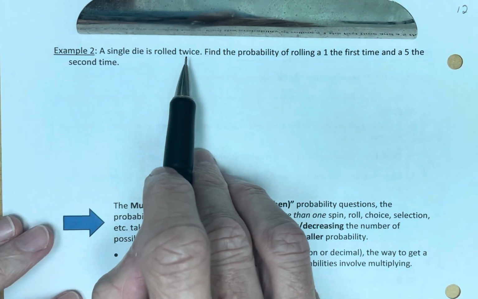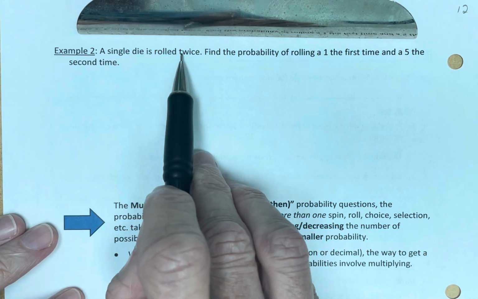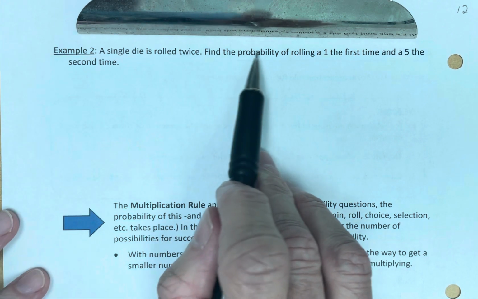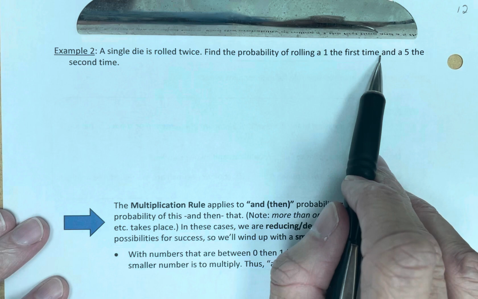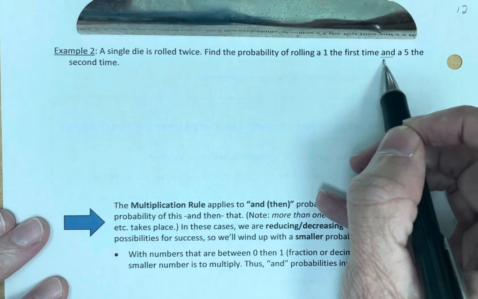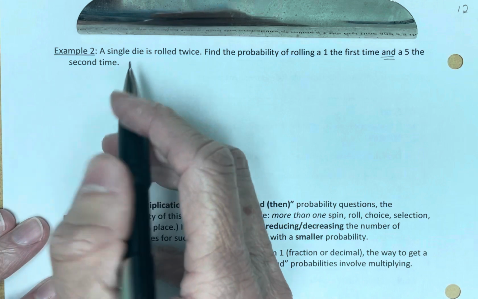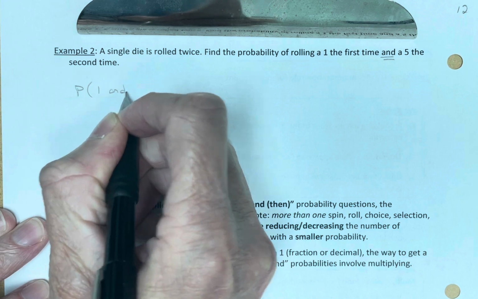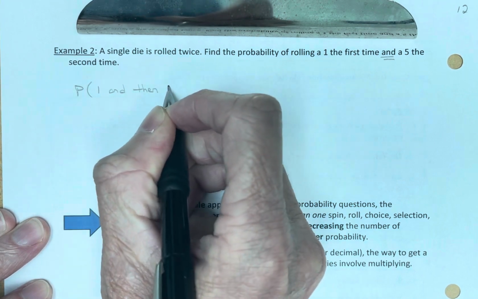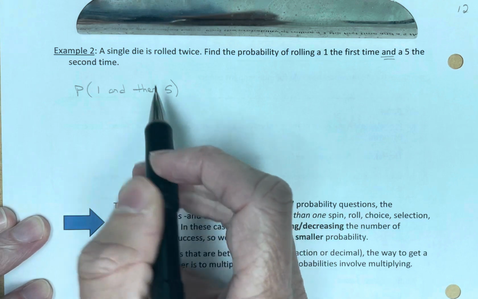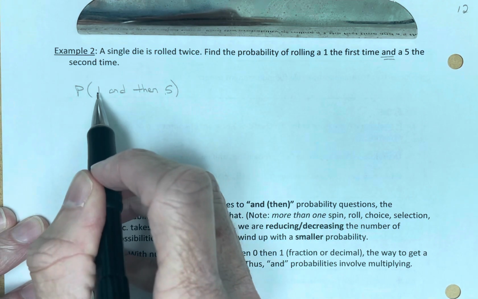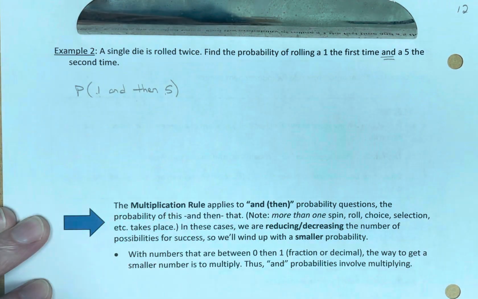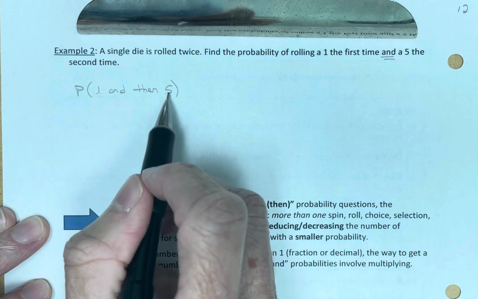A single die is rolled twice. Again, notice we're doing something more than once. In this case, we're rolling the die twice. Find the probability of rolling a 1 the first time and, there's that word, a 5 the second time. So, the probability of rolling a 1, and again I like to put the word then, and then rolling a 5. This is telling me I did two different things. I'm going to first try to roll the 1. I'm then going to pick the die up and do a second event and try to roll the 5.